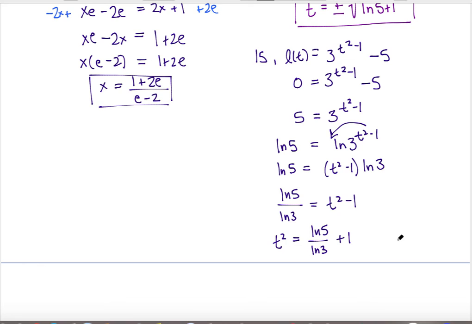So now it is just simply taking a square root of both sides. So t would be equal to plus or minus the square root of ln of 5 over ln of 3 plus 1. So again, this doesn't look very pretty, but if you wanted to go ahead and use a calculator to find these two values, you can do that.